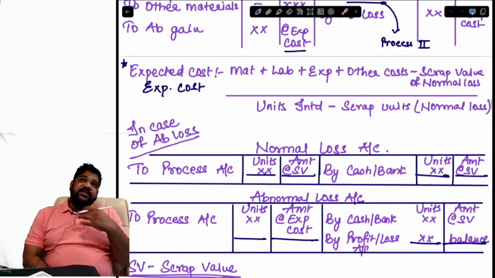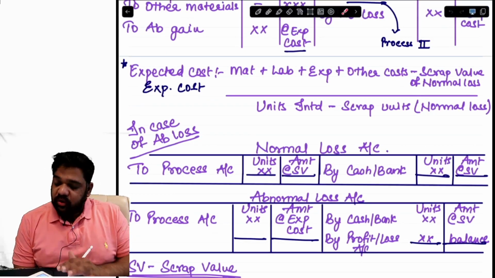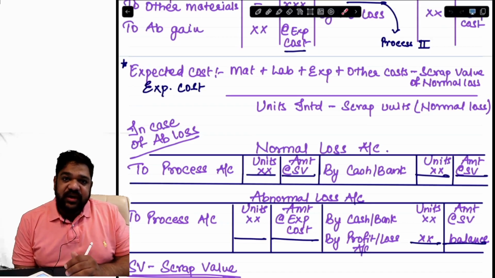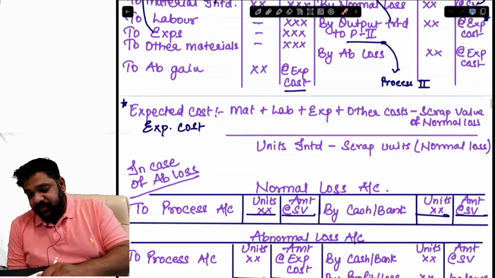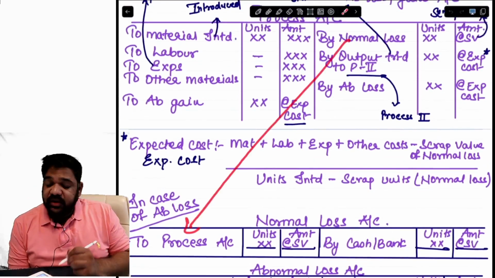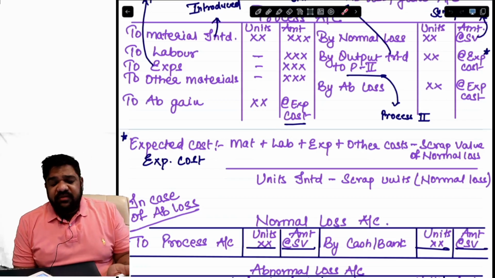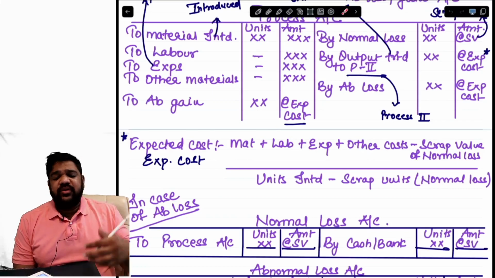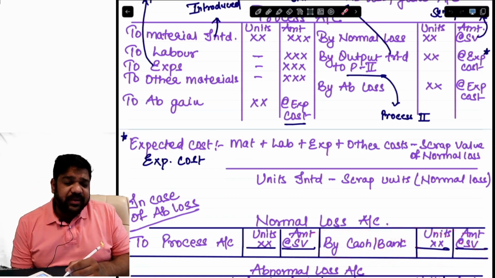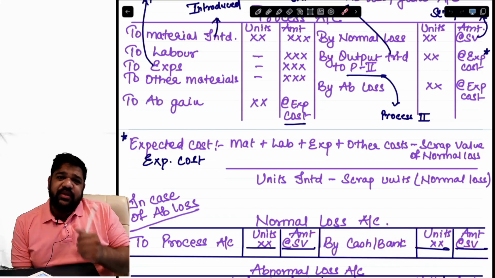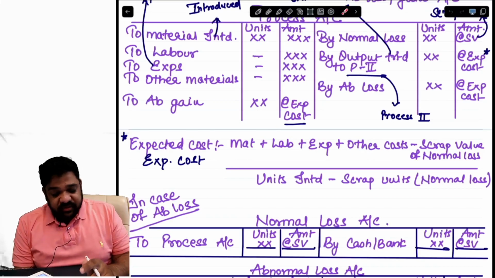Now, in case you have abnormal loss, what are the two accounts you will be creating? You will be creating a normal loss account and an abnormal loss account. In the normal loss account, you will have one entry coming from your process account over here. And what is the fate of these units? These units have anyways gone bad. So what do you do with bad units? You just sell them off, so you will collect cash. The amount will be at scrap value, everything at scrap value, one entry on the debit, one entry on the credit, and that's it. That will be all.